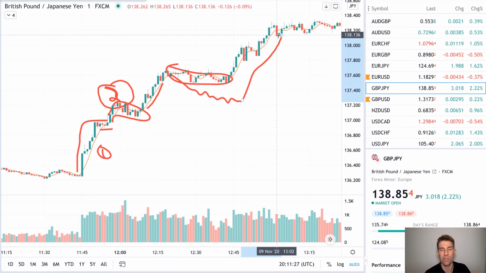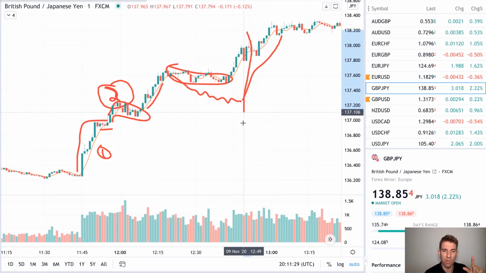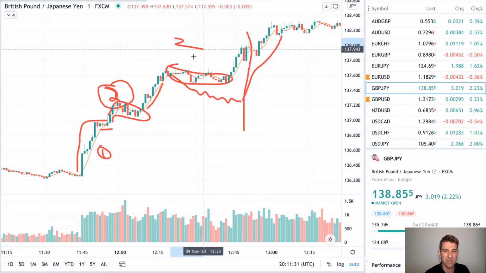You might get a continuation. I'm not concerned with that in the moment. I'm concerned about these 3 phases. And yes, a lot of scribbles on that chart, isn't it?